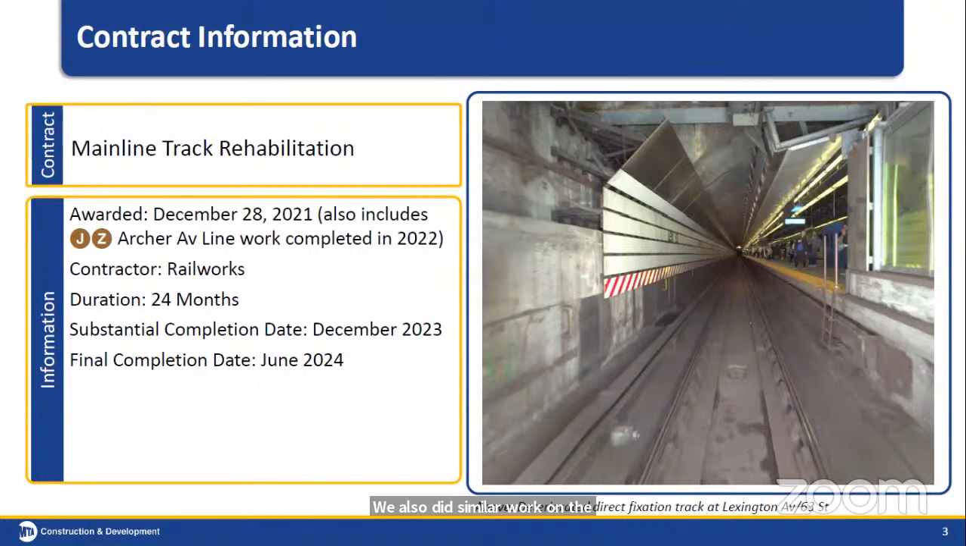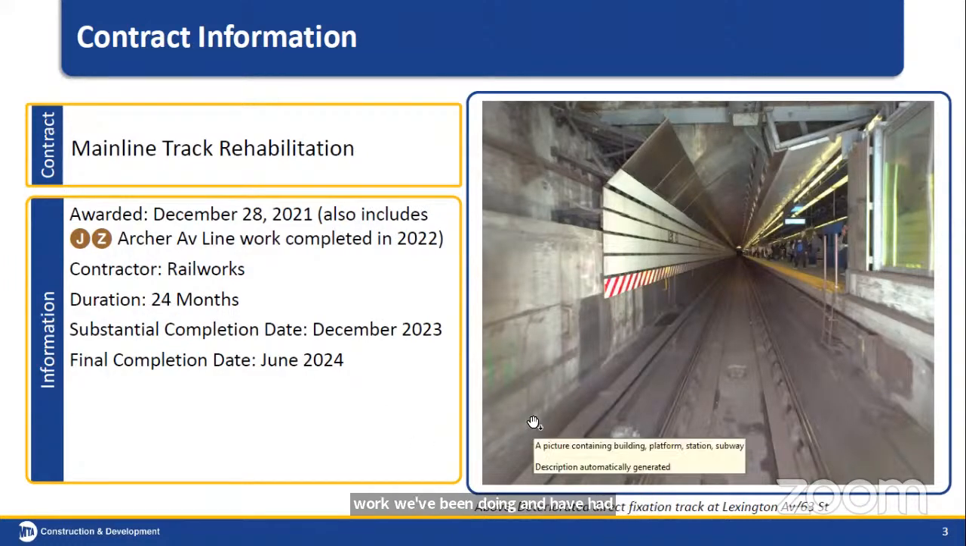Railworks is the contractor. The contract duration is 24 months, with substantial completion anticipated at the end of this year and a final completion in June. And we finished the J line work on schedule earlier in 2022. So this is sort of work we've been doing and have had success with. And the picture here is of the deteriorated direct fixation track at Lexington and 63rd.